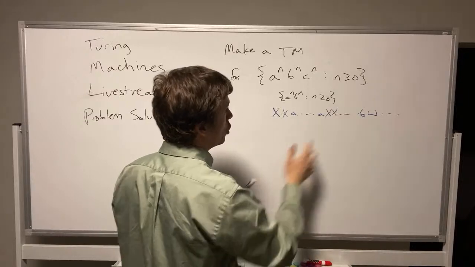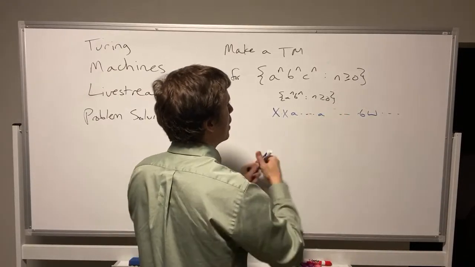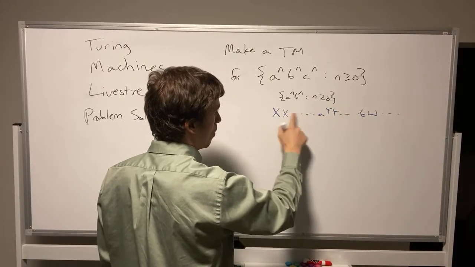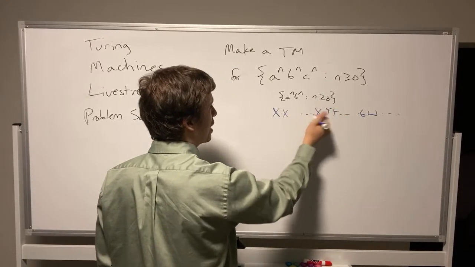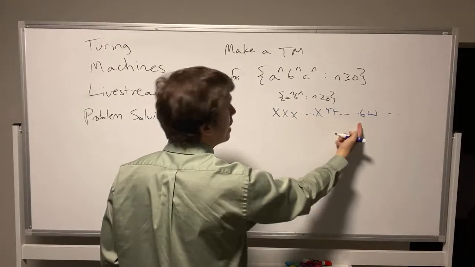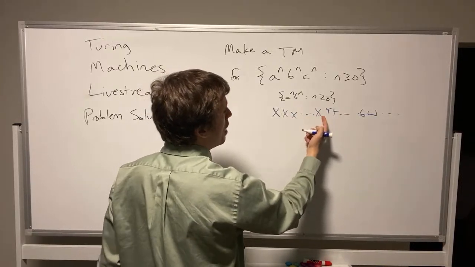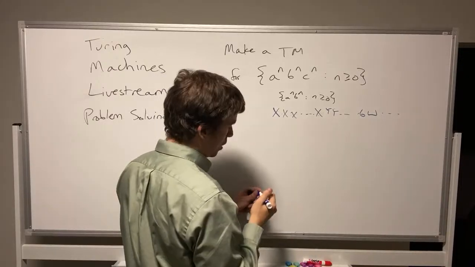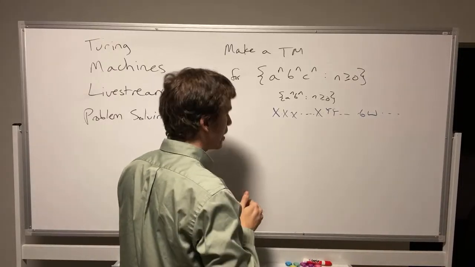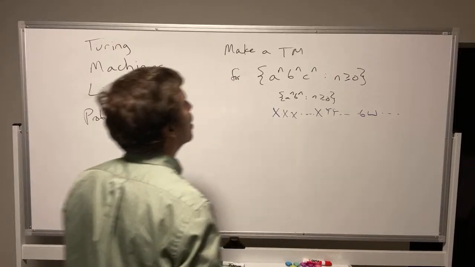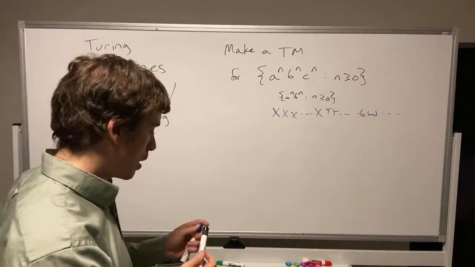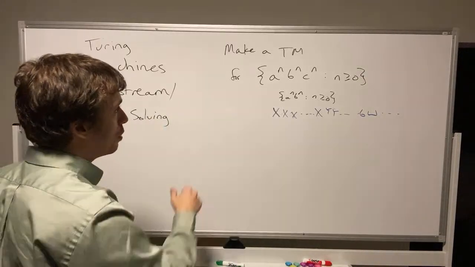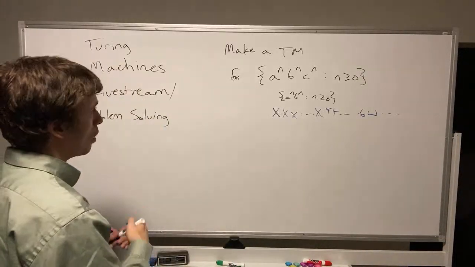And actually what I should do is use a different character here, because if I mark all of the A's with X's, and I happen to mark all the B's with X's too, then I would continue going left and I would hit the beginning of the tape, which is not a good thing. So, let's figure out how to do the A to the N, B to the N, C to the N one.